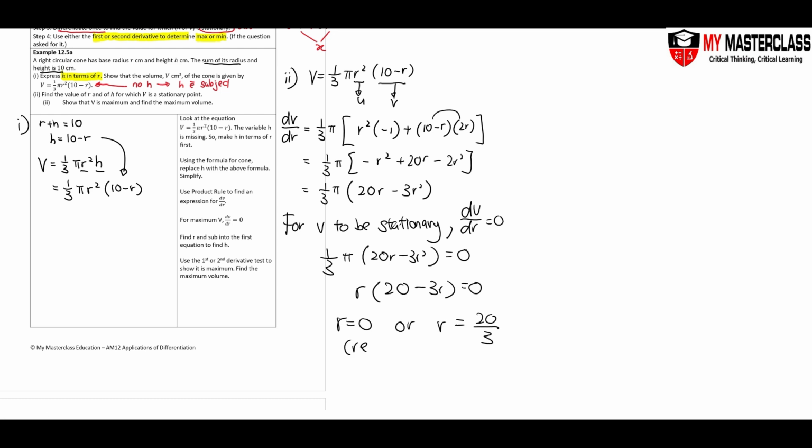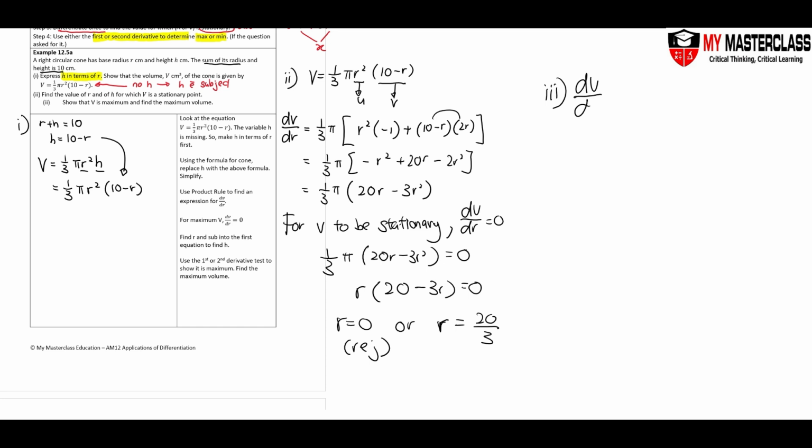In this case, r cannot be 0 because the radius has to be greater than 0. So now we found the r already. So that's the second step. The third step: show that V is maximum and find the maximum volume. Usually in this kind of question, we always use the second derivative test.